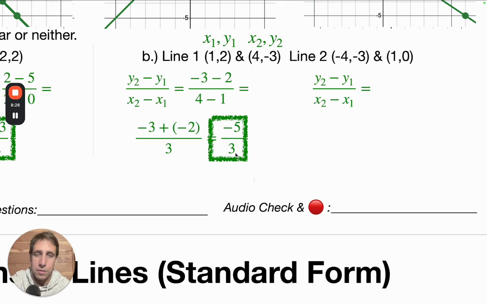Let's do the same thing again, last time for line 2. y2 minus y1 over x2 minus x1. I wish I had this labeled to make it a lot easier to fill in. But we've got y2 is 0 minus y1, which is -3. 0 minus -3 is equal to 1 minus -4.